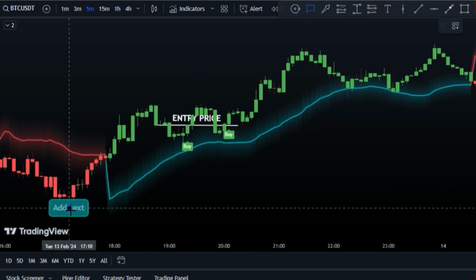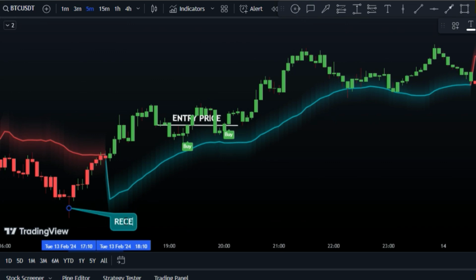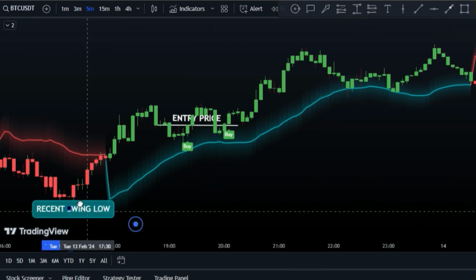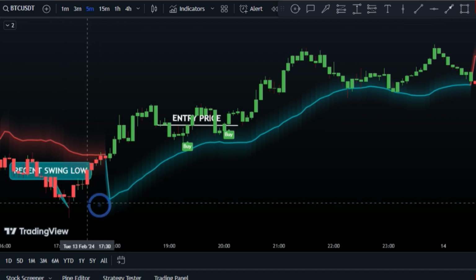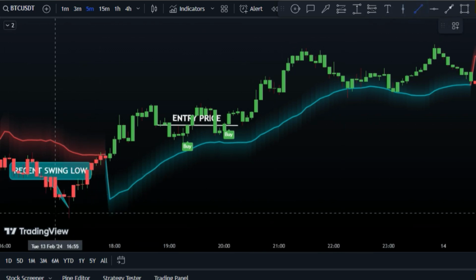To protect our trade, we'll set a stop loss, which is a predetermined point at which we'll close the trade if the market moves against us. Use the recent swing low as a reference for placing your stop loss.